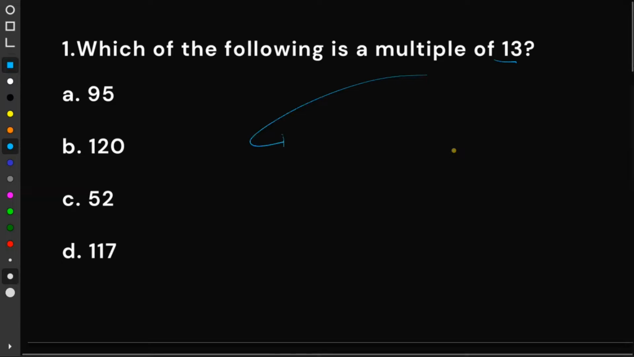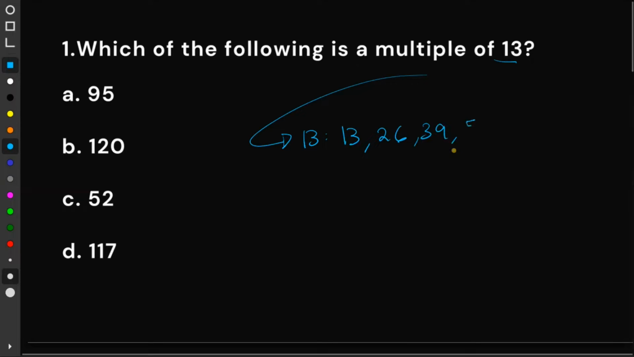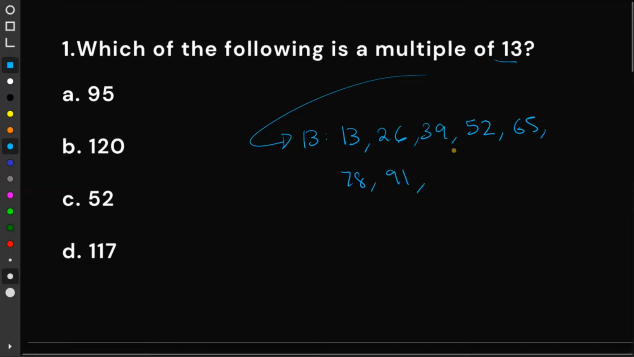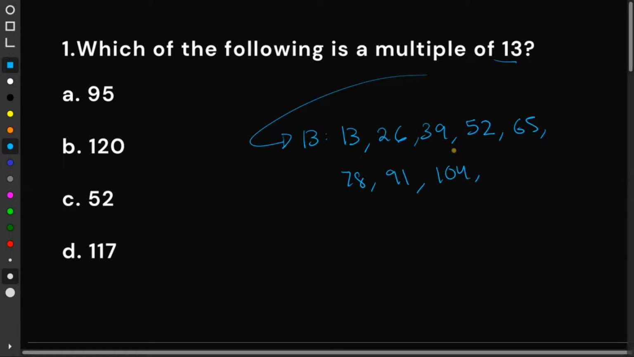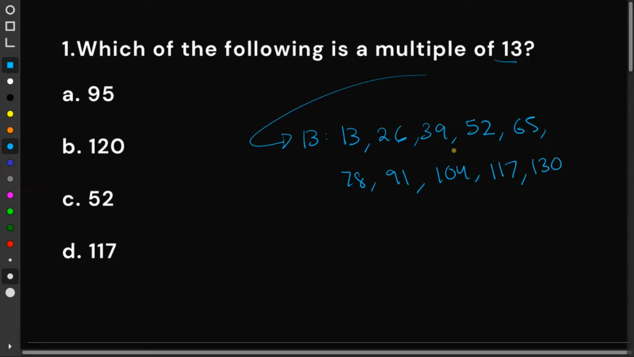We will list the multiples of 13. So we have 13, 26, 39, 52, 65, 78, 91, 104, 117, and 130. So basically what we did here is we kept on adding 13 per number, so 13 to 13, 26, and so on.